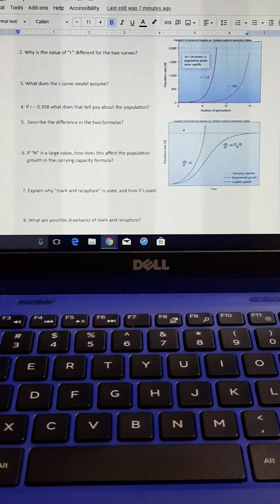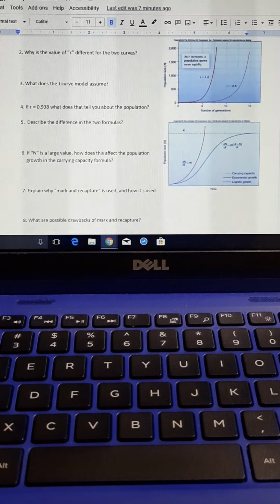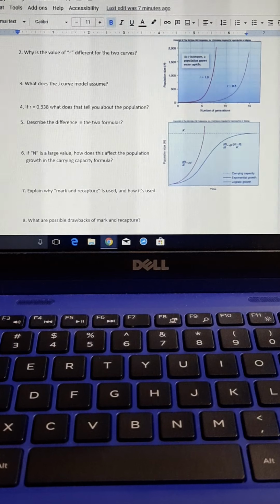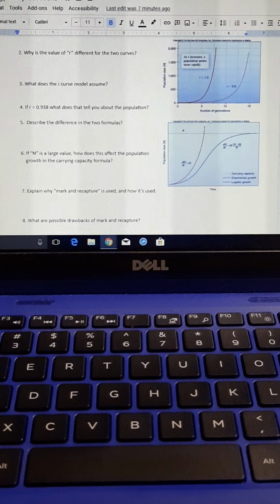If N is a large value, how does this affect the population growth in the carrying capacity formula? Well, let's say in the example, the carrying capacity is 1,000. That's the number in the population that is like its max limit. If N was really close to that number, that means there isn't much room for growth, and so therefore we'd get a low number for dN/dt.